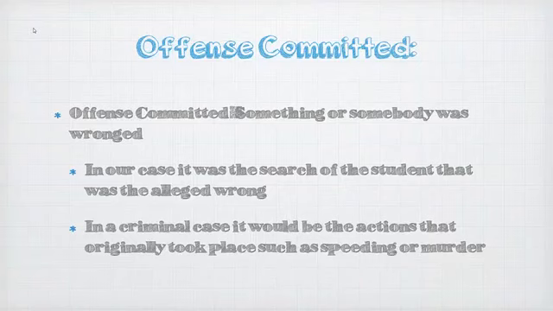So the offense is something committed by somebody or where somebody was wronged. It could be something as simple as speeding. It could be something as complicated as murder. It could be even just breaking into somebody's car. All right, it could be you punching somebody else in the face where the court says it's not a crime, that's fine, but that person needs to sue in order to get compensation. So in our case that we're going to be looking at, it's the search of a student that was allegedly wrong, according to the plaintiff in our case.